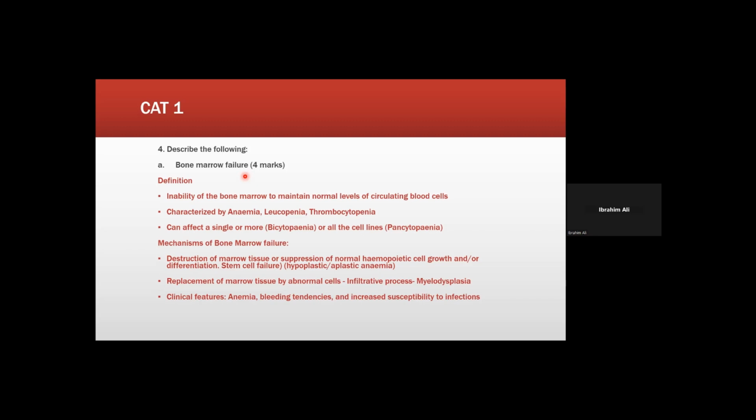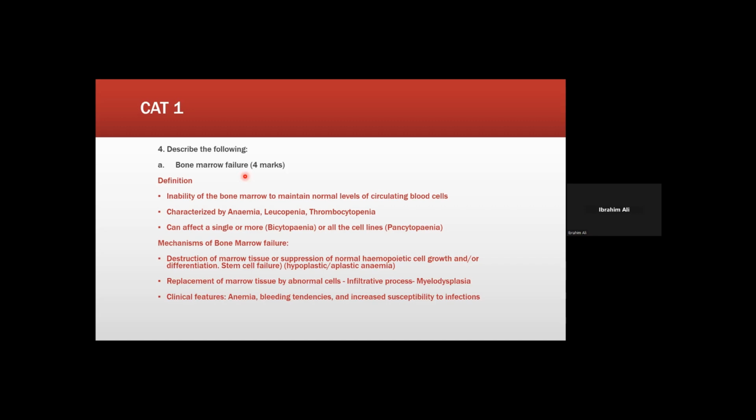So bone marrow failure is the inability of the bone marrow to maintain the normal level of circulating blood. The bone marrow is where hematopoiesis takes place, where the RBCs, WBCs, platelets, lymphocytes, and the rest are made. Now when the bone marrow fails to make those blood lineages, that's when we say your bone marrow has failed.